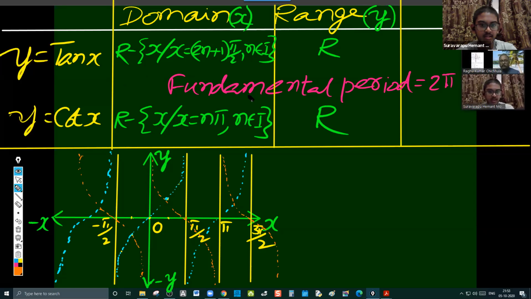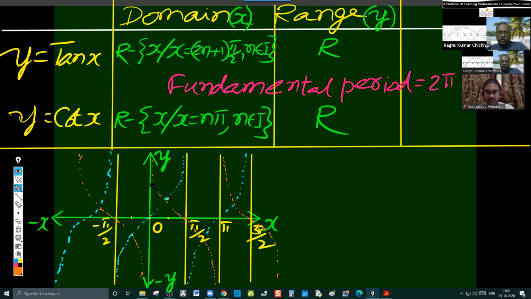R minus x such that x is equal to (2n plus 1) into pi by 2, n belongs to I. Range of tan x is equal to R, that is any real number. For cot x, domain is R minus x such that x is equal to n pi, n belongs to I. Range is any real number.